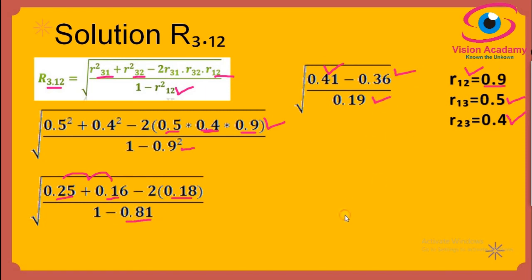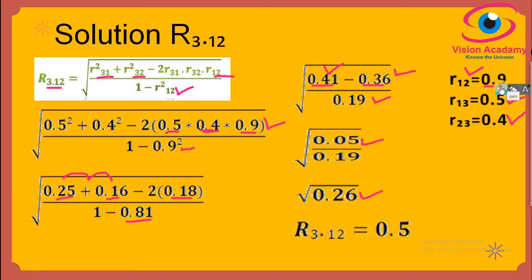So I will move further again. When I subtracted 0.41 minus 0.36, I got 0.05, over 0.19. Now in the next step, I need to divide 0.05 by 0.19. When I divided that, I got 0.26. So finally I will take the root. When I took the square root of this, I got 0.5 as R3.12.